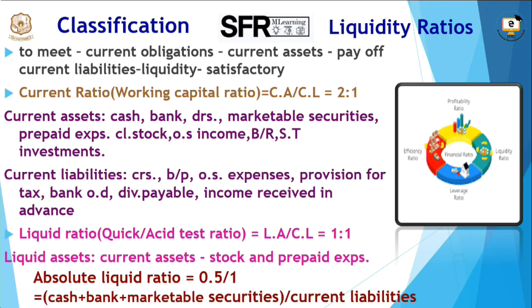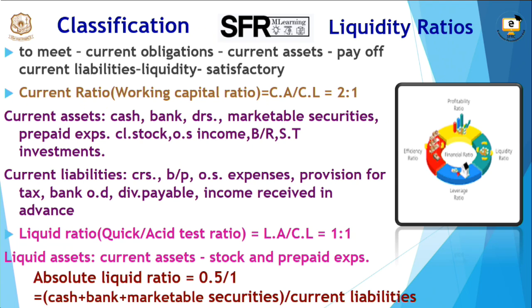Current liabilities are the liabilities which are converted or paid in cash within 1 year. So what are all the current liabilities? Sundry creditors, bills payable, outstanding expenses, provision for taxation, bank OD, dividend payable, income received in advance. So these are the current assets and current liabilities. We have to find out the relationship between these two items to find the current ratio. The current ratio standard is 2:1. If current assets are higher than current liabilities, your position is good.